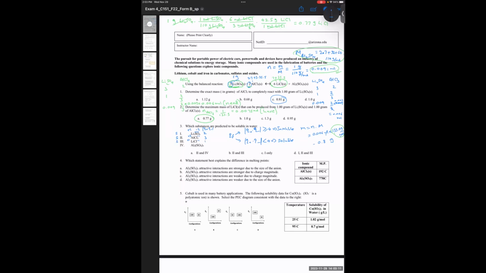Aluminum sulfate, okay. Aluminum is always +3. And sulfate is always -2. The charge product is -6. The absolute value is 6. Therefore, this is insoluble. Okay, so this is the only insoluble. 1, 2, and 3 are soluble. Therefore, the correct answer is option D.